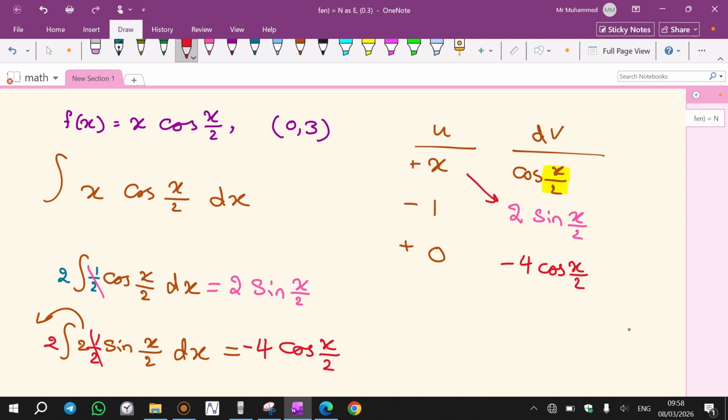Now multiply diagonally. X times 2 sine x over 2 is going to be 2x sine x over 2. Minus minus will be plus 4 cosine x over 2, and there is always plus c.